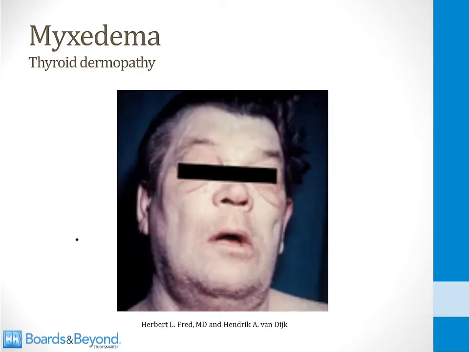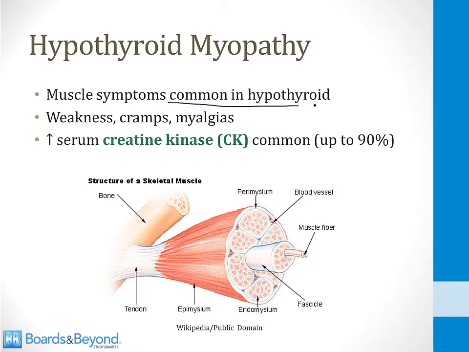Here's a picture of a man with myxedema, and you can see this swelling around his eyes. That's the classic form of myxedema seen in hypothyroidism. Muscle symptoms are common among patients who are hypothyroid. This is called hypothyroid myopathy. As I told you before, hypothyroid patients are often weak. In addition, they can sometimes develop cramps and myalgias.